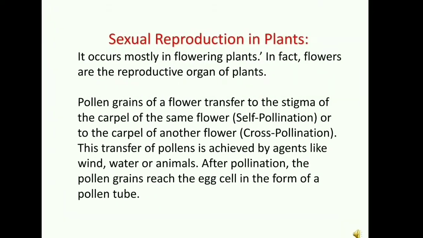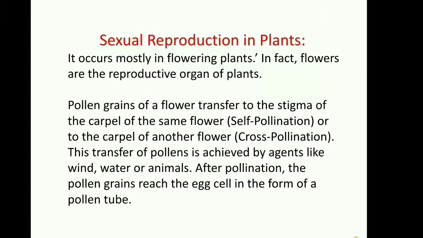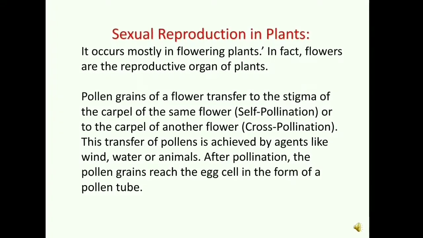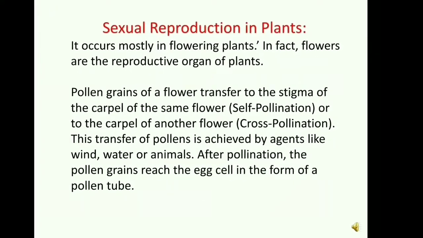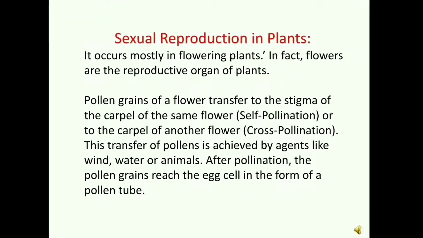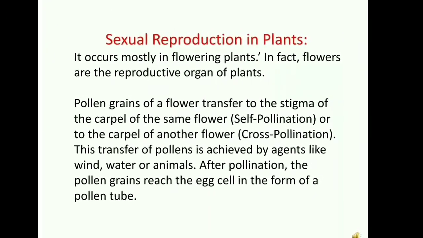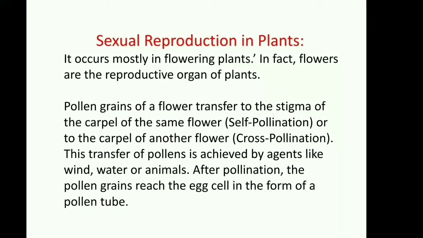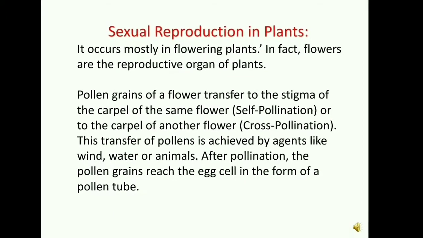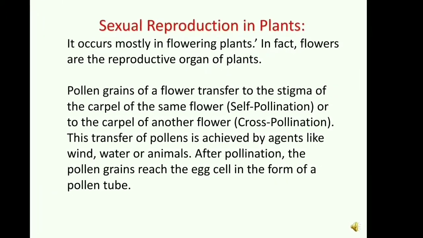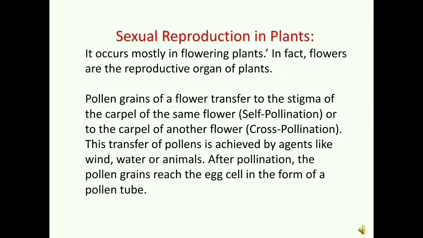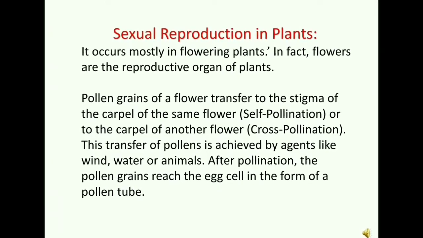Sexual reproduction in plants mostly occurs in flowering plants. In fact, flowers are the reproductive organs of plants. When the pollen grains of a flower transfer to the stigma of the carpel of another flower, then it is cross-pollination. When pollen grains of a flower transfer to the stigma of the carpel of the same flower, then it is called self-pollination. This transfer of pollen is achieved by agents like wind, water, or animals. After pollination, the pollen grains reach the egg cell in the form of a pollen tube.